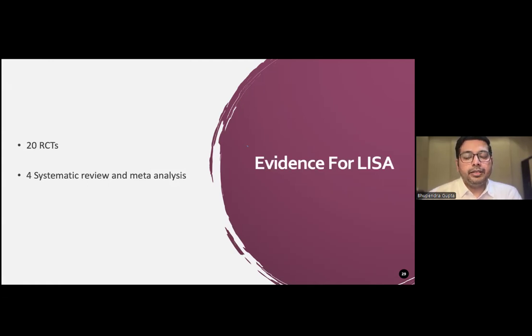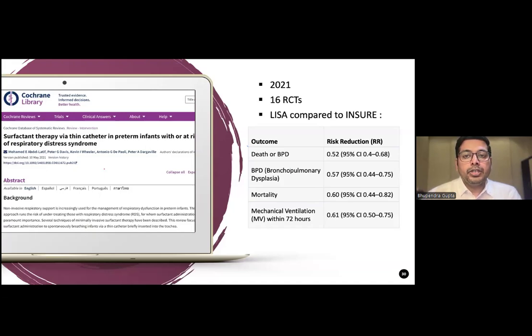Now, what is the evidence regarding LISA? There are around 20 RCTs and 4 systematic reviews and meta-analyses related to LISA. In 2021, there was a Cochrane review. That review studied 16 RCTs, and for the composite outcome of death and BPD, the risk ratio was 0.52. For isolated BPD, the risk ratio was 0.57. Mortality was 0.60. And the need of mechanical ventilation within 72 hours was 0.62. So evidence supports LISA.